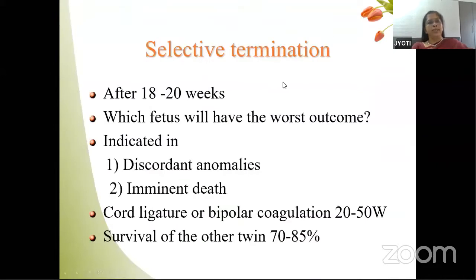Now, if you want to do a selective termination, the best time is 18 to 20 weeks. And you choose the fetus which has the worst outcome. You do it where there are discordant anomalies or an imminent death of one fetus.